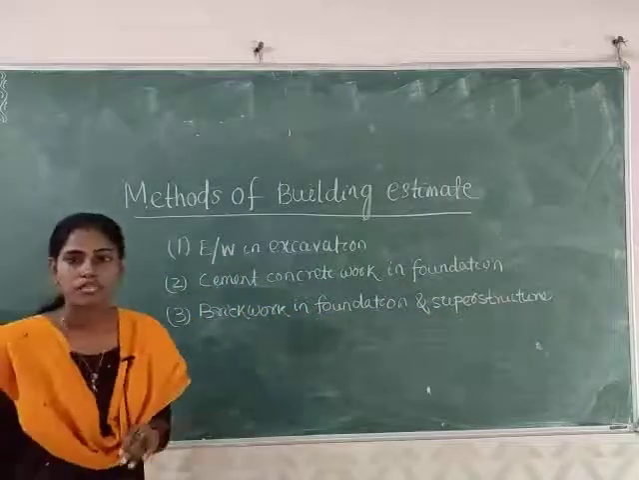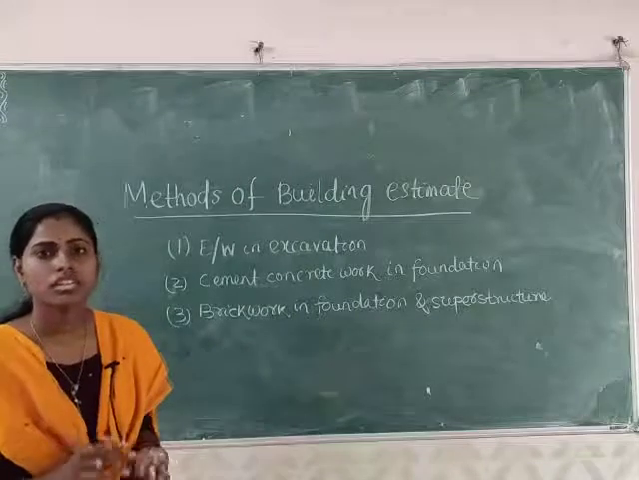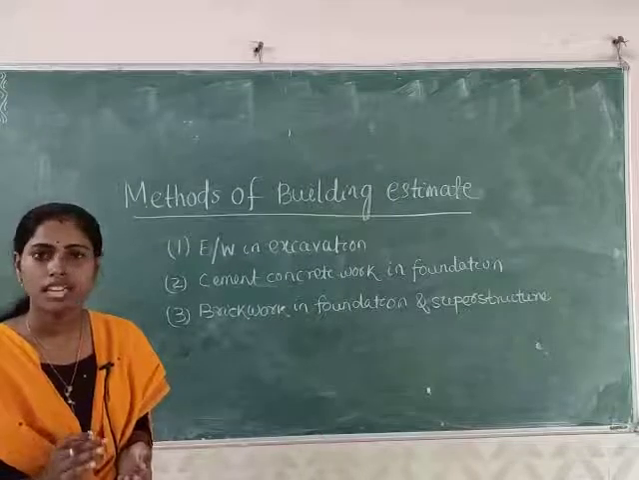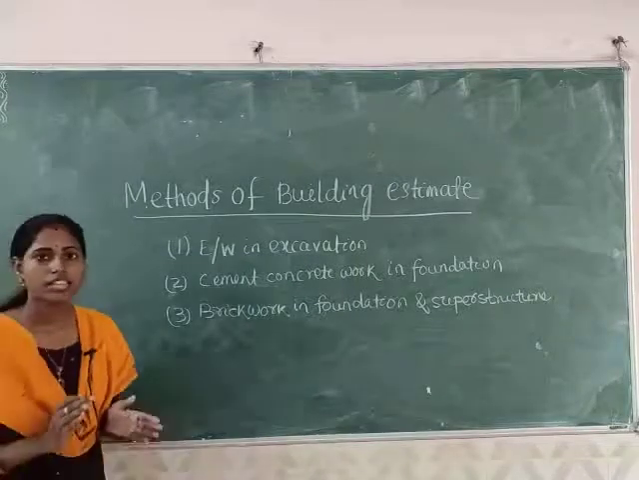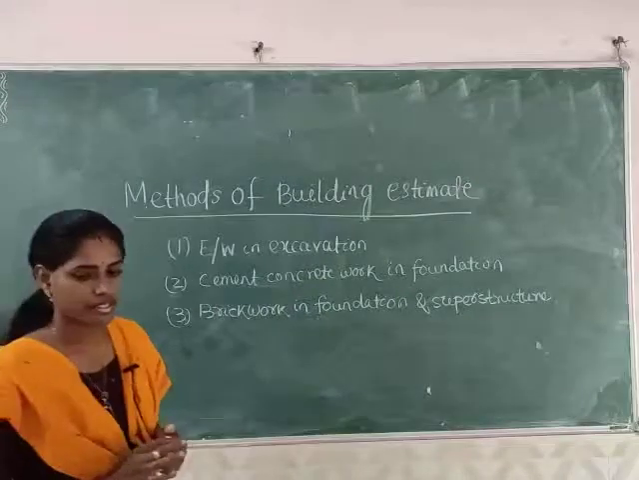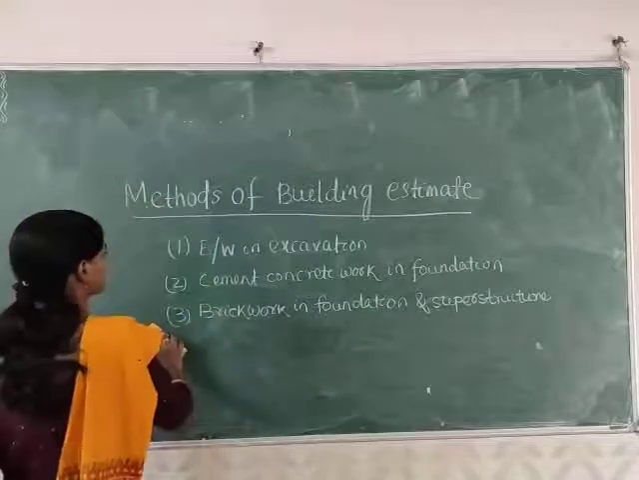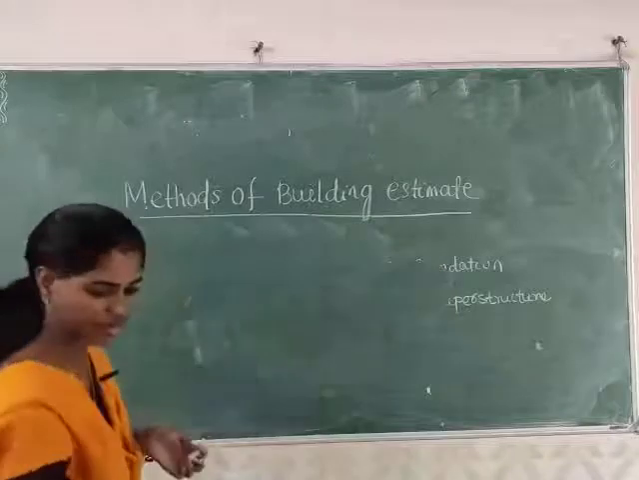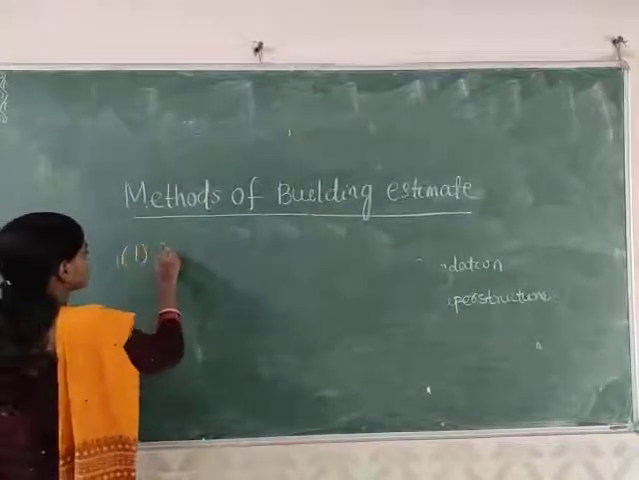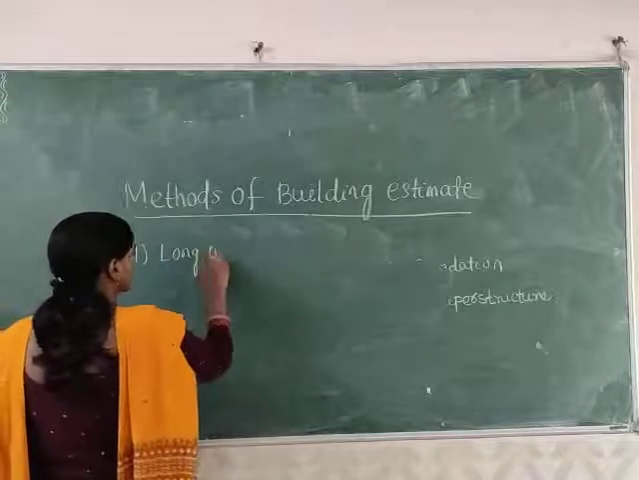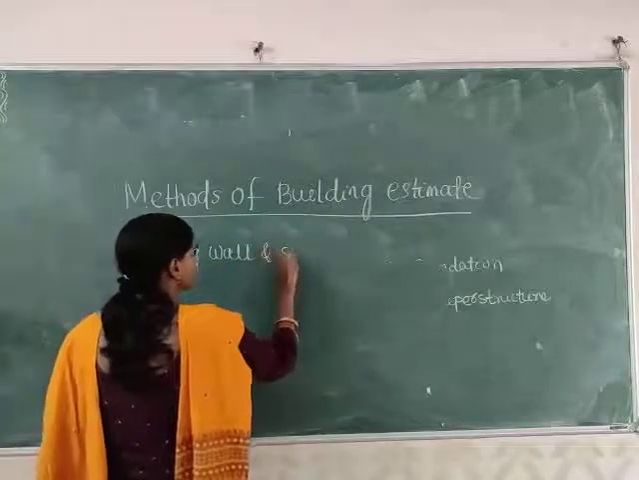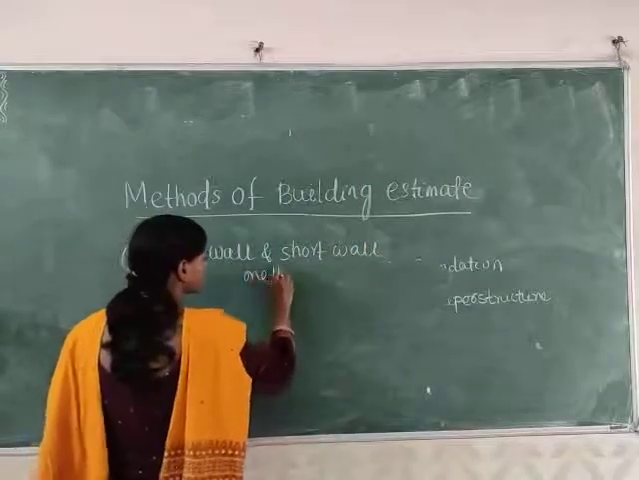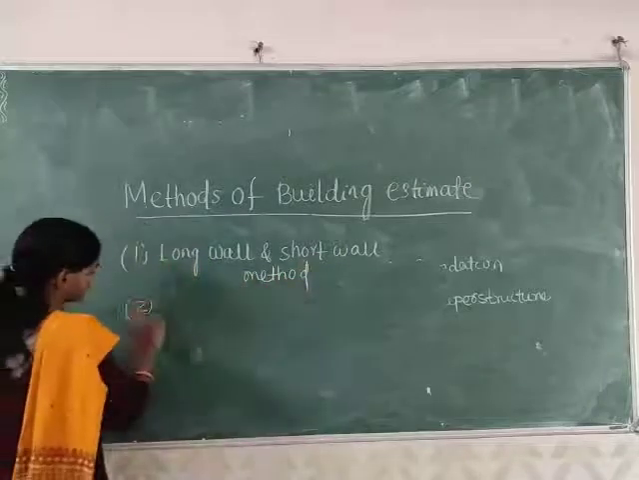Generally, before going to construct any project, it is necessary to find out the probable cost, which is worked out by estimating. In general, there are two methods of building estimate. The first one is the long wall and short wall method, and the second one is the center line method.